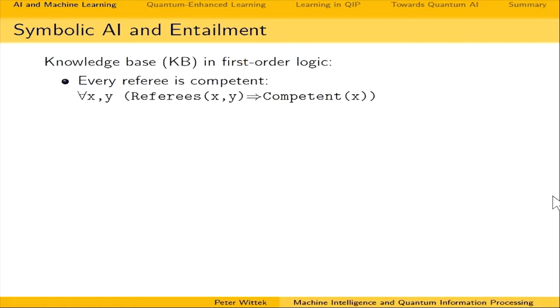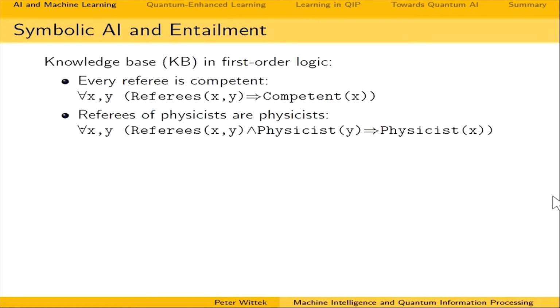Second order would allow quantization, for instance, on the referee. It could apply arbitrary predicates on the variables. And let's have a second proposition, that referees of physicists are always physicists. This is more plausible, although I'm a half-baked mathematician, half-baked computer scientist, and sometimes I review physics papers, so this is also not entirely true.